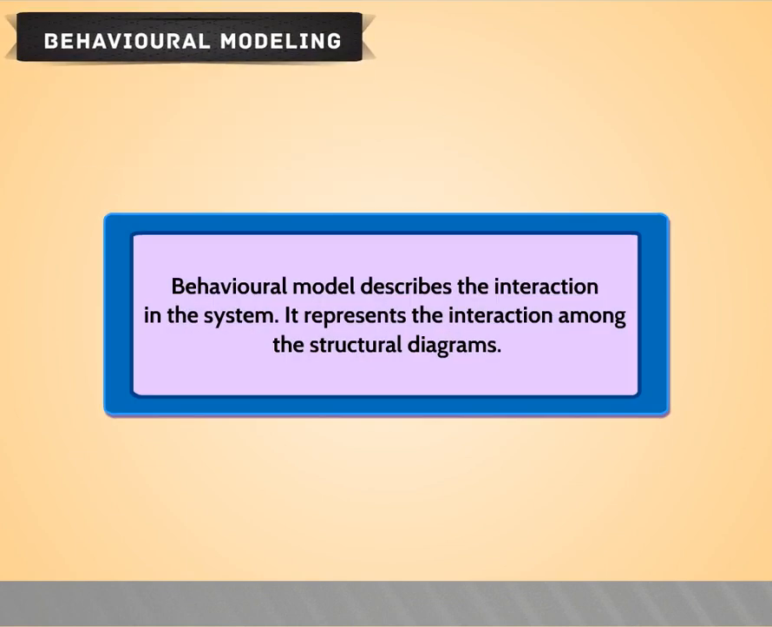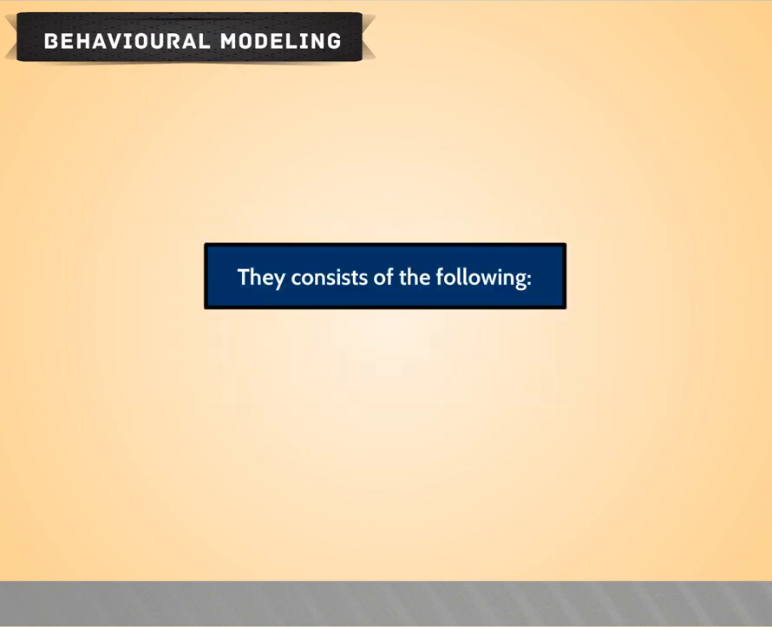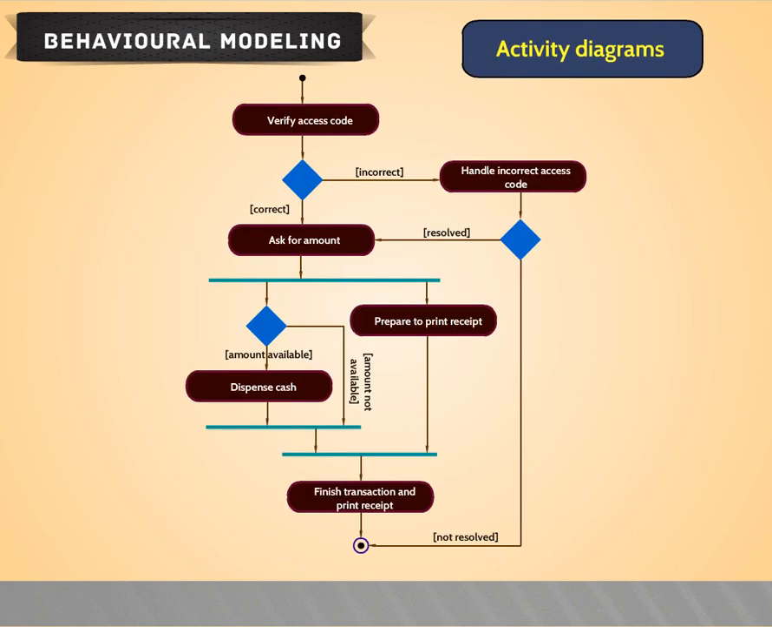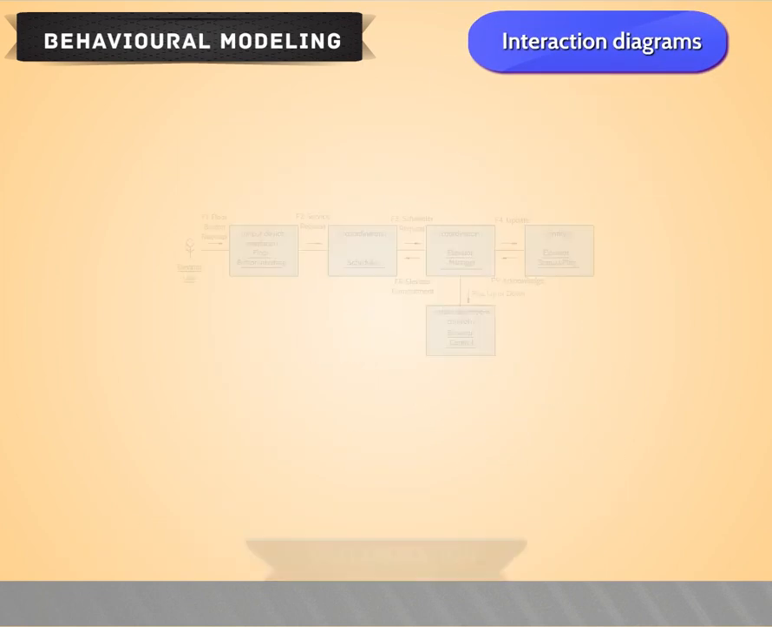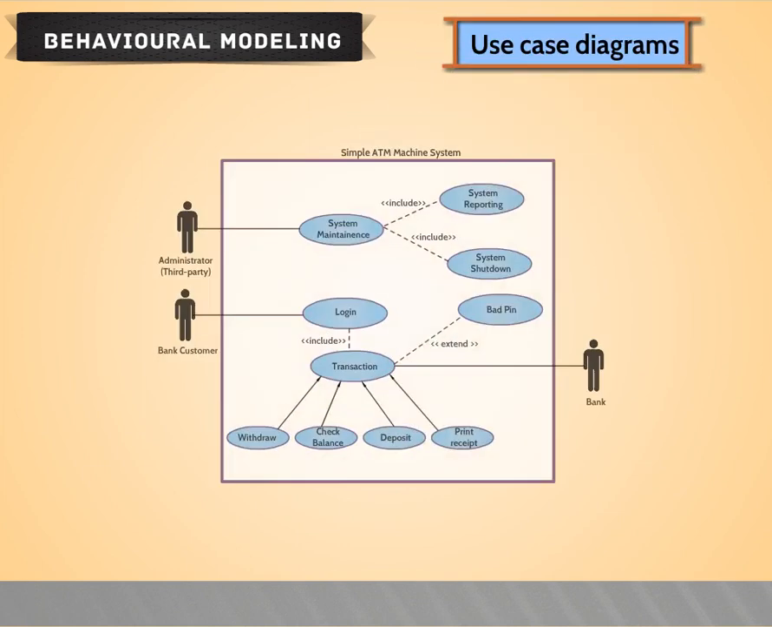Behavioral modeling. Behavioral model describes the interaction in the system. It represents the interaction among the structural diagrams. They consist of the following: activity diagrams, interaction diagrams, use case diagrams.